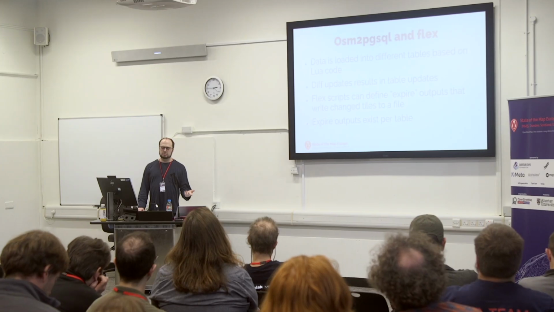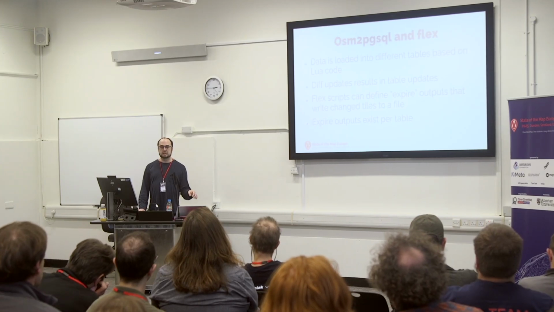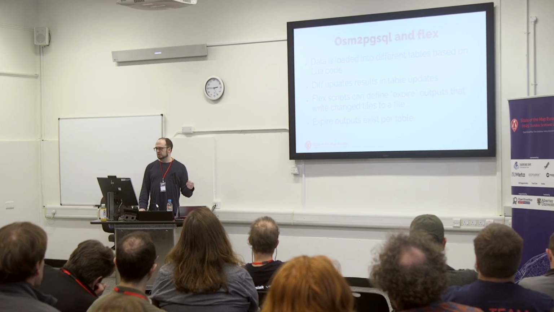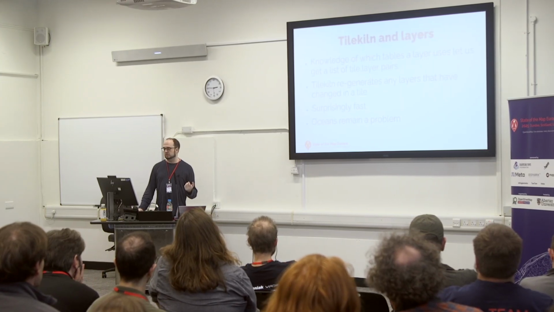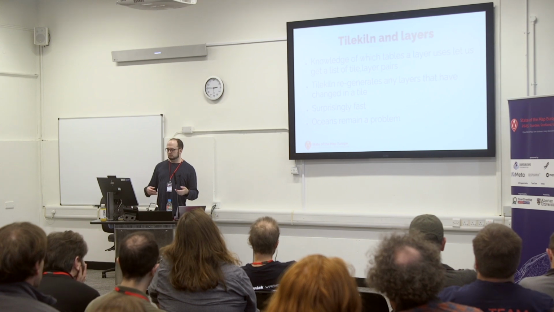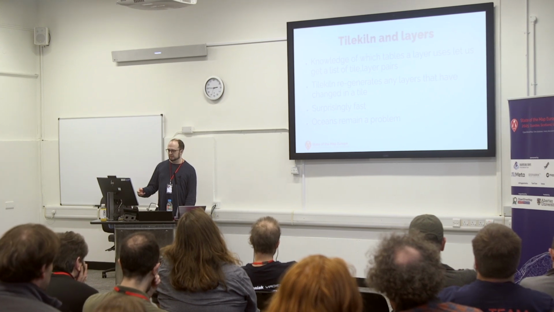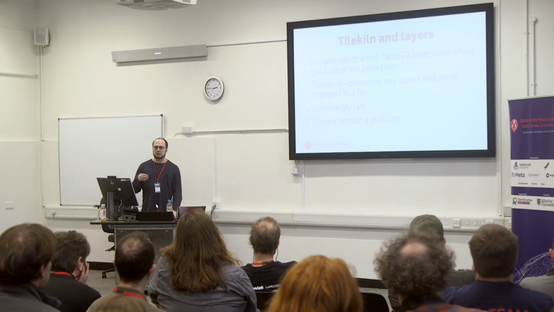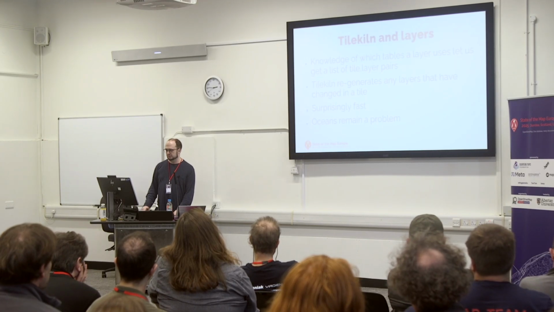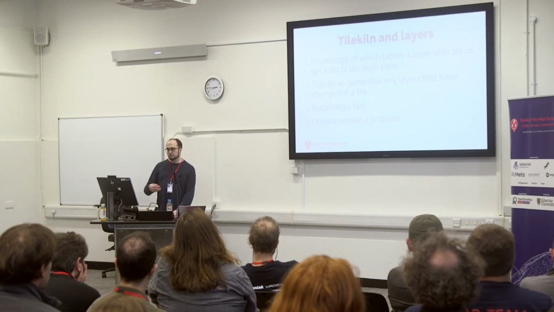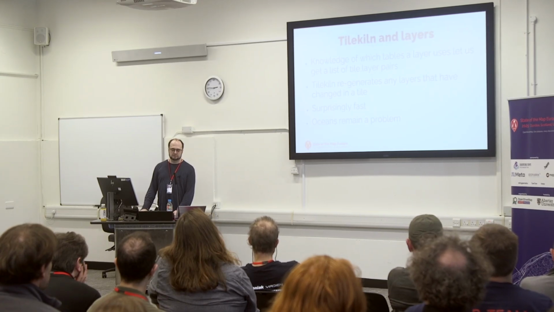And then if you do a bit of string manipulation, you can get that into the format tile kiln wants. It will then use that knowledge of which table, with knowledge of what you've written, to get a list of all the tiles that have changed, and for each of those tiles, which layers. So then you can go through and do that. And this is surprisingly fast.